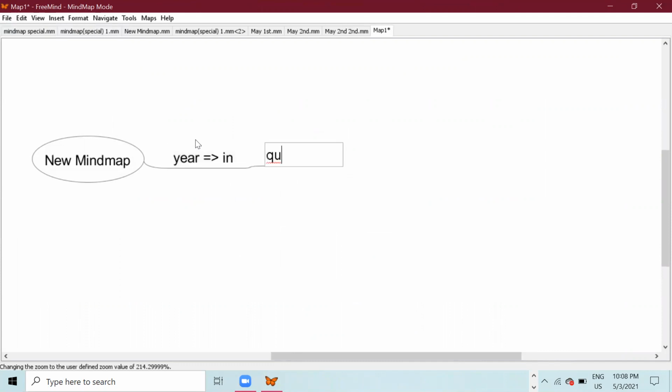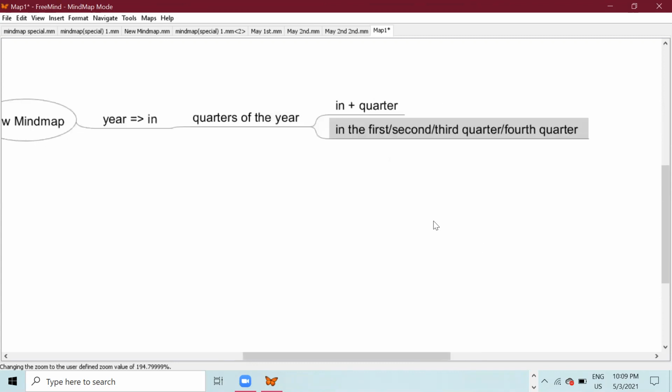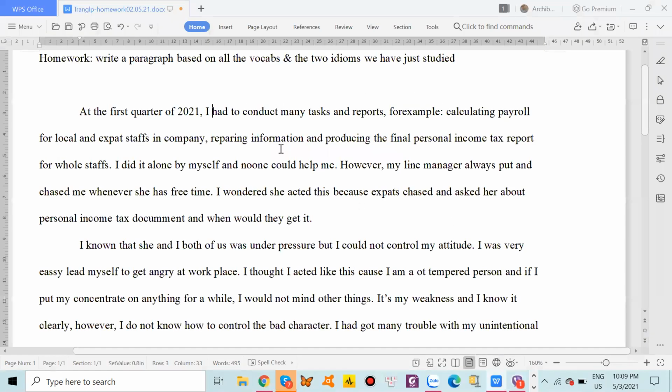And the second thing is you were talking about the quarters of the year. So please use "in" for quarters, like in the first quarter. You can say in the first quarter, or in the second quarter, or in the third quarter, or in the fourth quarter, for example. So here we use "in" for quarter. And the next one, we have a sentence like this: In the first quarter of 2021, I had to conduct many tasks and reports.